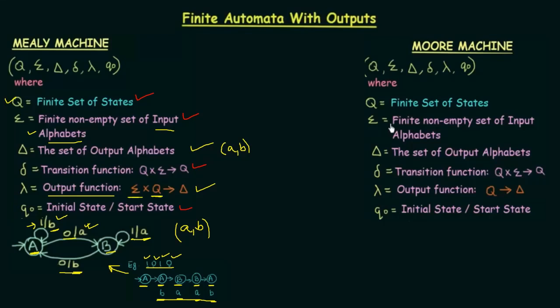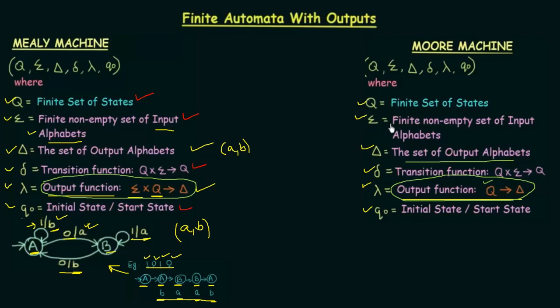So Moore machine is the same as the Mealy machine, but there is a small difference. You can see that we have the same 6 tuples that we had in Mealy machine, right? But there is one major difference, that is in this output function. You can see the output function in Mealy machine was a little bit different, but in Moore machine it depends completely on the current state, nothing else. So it doesn't depend on the input alphabet, it is only dependent on the current state it is in. Q implies the delta, and this delta is actually nothing but the output alphabet. So that means the output in Moore machine is strictly dependent on the current state, nothing else.